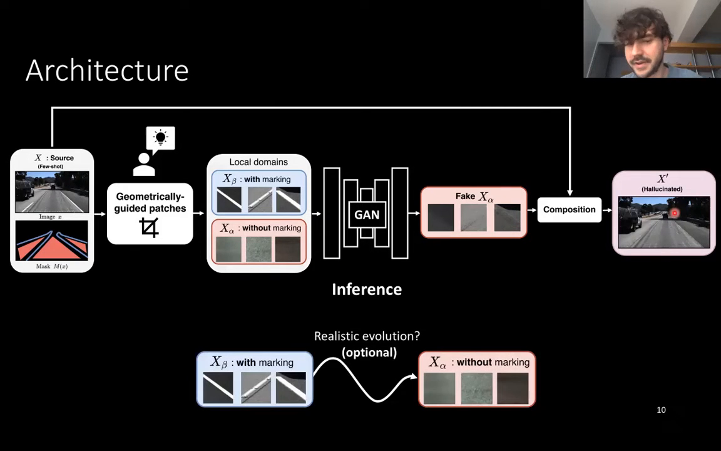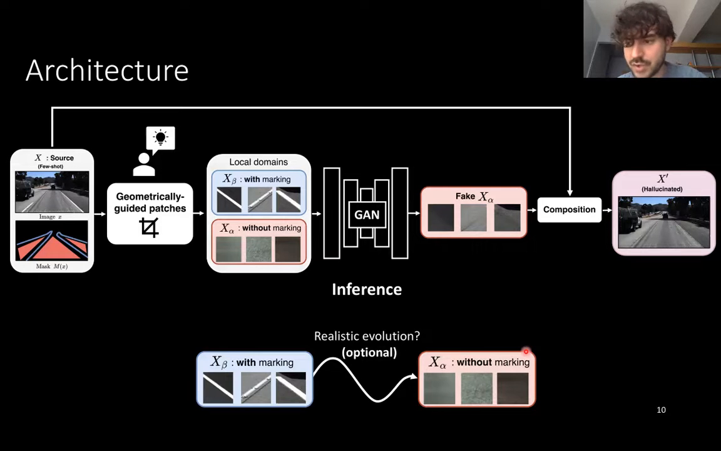So we went a little bit further in the paper, and we wanted not only to perform a realistic transformation between local domains, but also a realistic evolution. So in this case, we asked ourselves what happens if, instead of having just the transformation from with marking to without marking, we also want to perform a realistic evolution from the local domain with markings to the local domain without markings. Because we know that, for instance, lane markings, this is just a particular example, can be particularly damaged and not only disappearing.